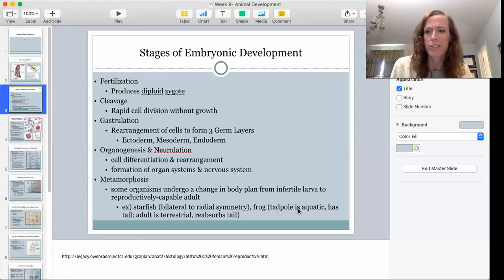Okay, and so for instance, in humans, we don't have a very different morphology from juvenile to adult, but we obviously do have a change from reproductively incapable child and juvenile to reproductively capable adult, okay, when puberty hits. All right, so that's our metamorphosis.